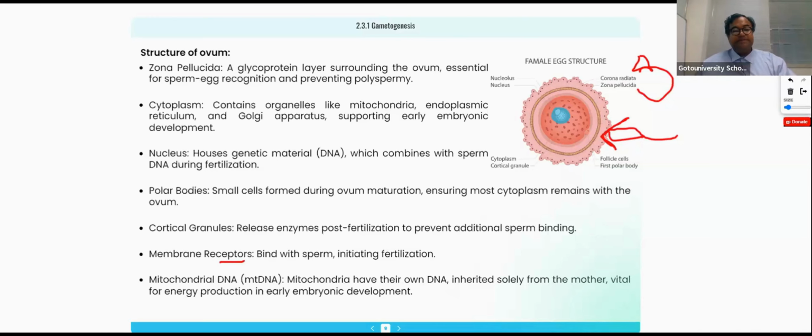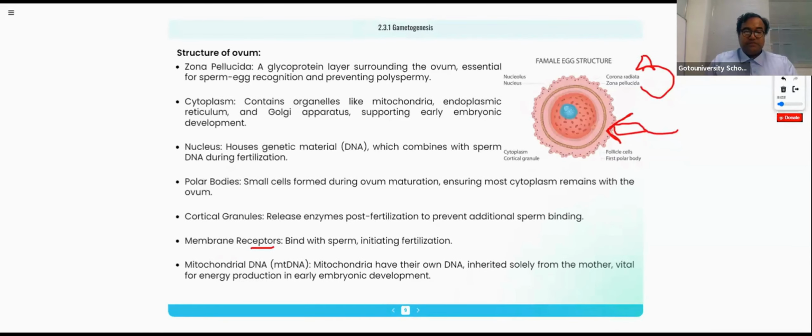So mitochondrial DNA is totally different from nuclear DNA. This mitochondrial DNA is taken exclusively from the mother. It is not from the father. Right. This is the message you need to understand. Right. So now, I think you understood this message of the gametogenesis process.